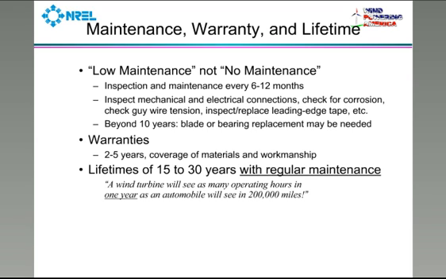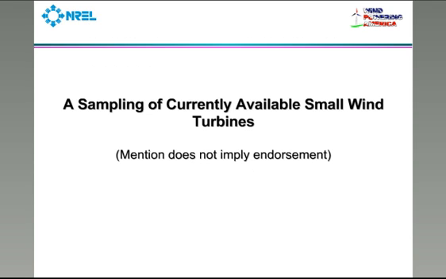A wind turbine will see as many operating hours in 1 year as an automobile will see in driving 100,000 to 200,000 miles. So think of how much O&M you put into your car driving it that much, and that's what we expect a turbine to do each and every year. So it gives you some idea of what we're asking these turbines to do.